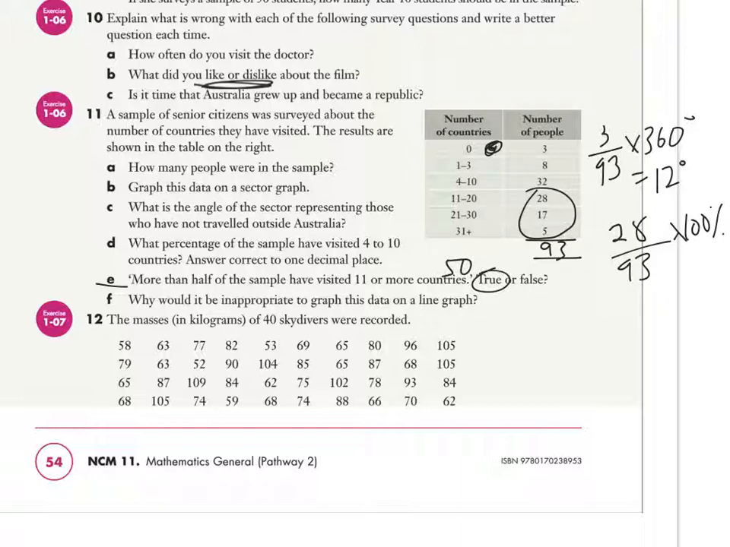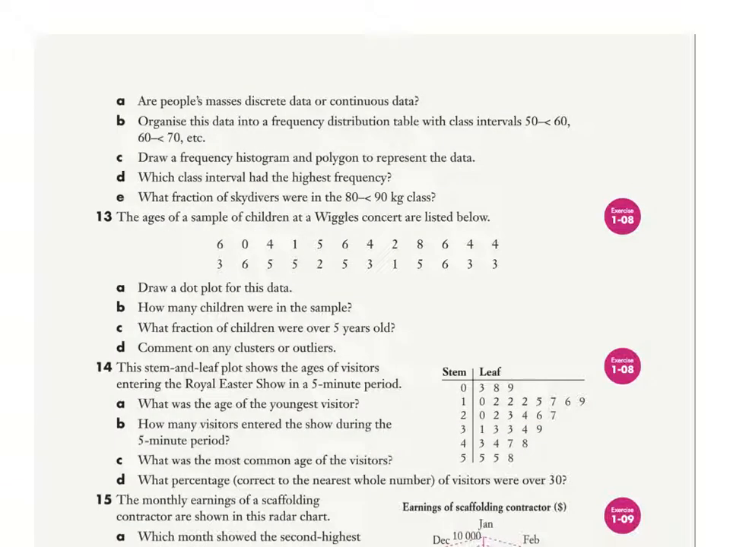Okay, why would it be inappropriate to graph this data on a line graph? Well, a line graph is for numerical data, not intervals like this is. And the best numerical data for a line graph is continuous data. Okay, going from question 12 with all those masses, it's definitely continuous because there's a measurement.